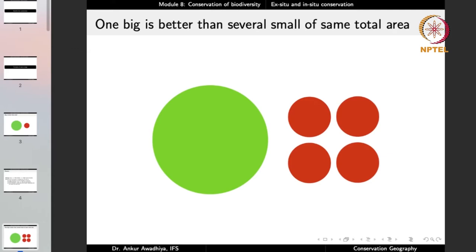Another principle is that one big is better than several small of the same total area. So here again, if you have two options and you are making the same size reserve, one is to make it as one body, and the second is to make it as four or five different smaller bodies of the same total area. Then you should always prefer making one large body. Because here again, your cost to benefit ratio will be less, so you will be able to reap more benefits with lesser cost of protection, and the organisms will be much more secure.